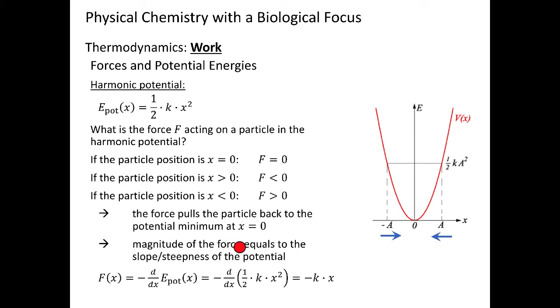Well, the magnitude of a force is equal to the slope or the steepness of a potential. More specifically, the steepness of that potential, but this is the derivative. We know that. We've learned about that before. And the force itself is the negative of that derivative. So it's not just the derivative, it's minus that. So for this potential energy, which is 1/2 kx squared, the derivative is kx, and the force will be minus kx. And this is exactly what we started with.